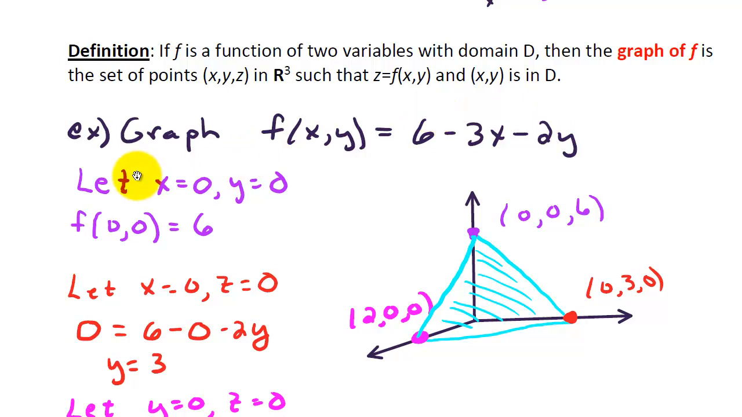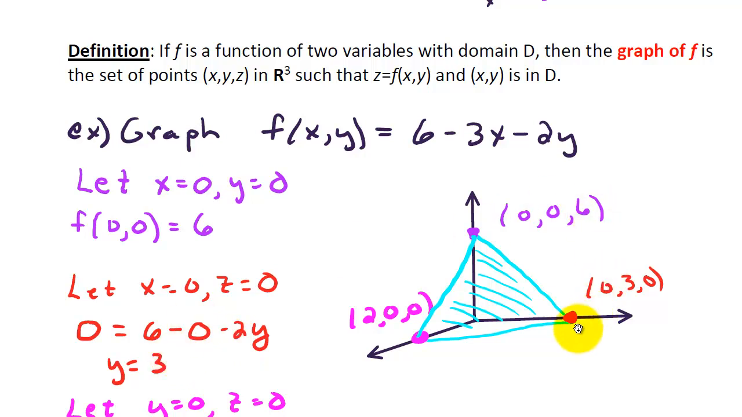So to do that, let's start with x equals 0, y equals 0. In other words, we won't move out in the x or over in the y. It'll just give us our z coordinate. So we evaluate f of 0, 0, plugging in, that equals 6. So the point (0, 0, 6) is a point on our plane. Similarly, if x is 0 and z equals 0, then we have 0, that's because z equals 0, equals 6 minus 0 minus 2y. In other words, y equals 3.